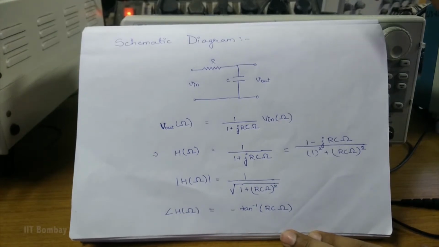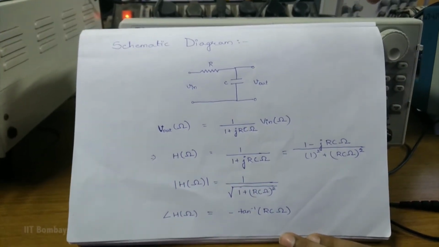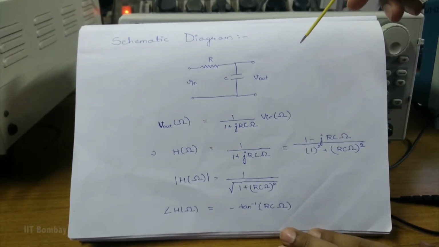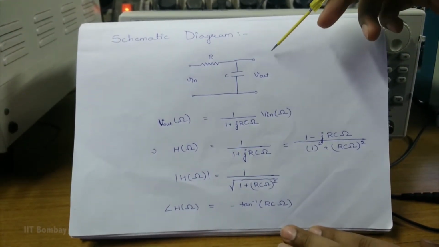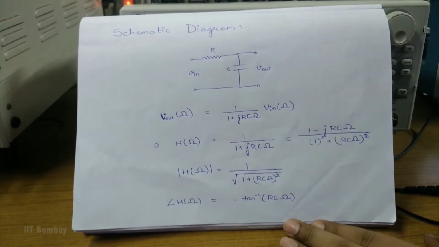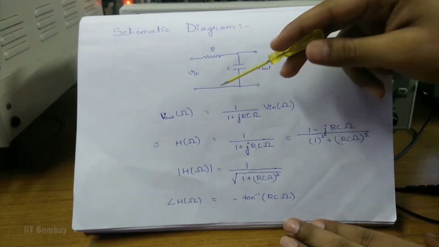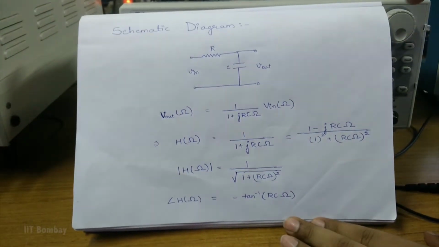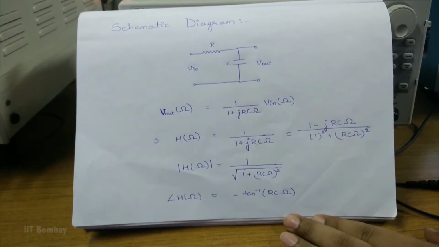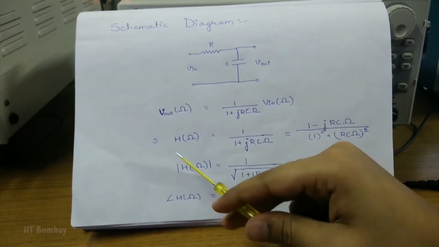Here is the schematic diagram that we are going to use today. It's a simple RC circuit and the output is the voltage observed across the capacitor. As you can see, the output and the input can be related by this equation. We know that the ratio of output voltage to the input voltage is called the transfer function. Here we represent it by H of omega.